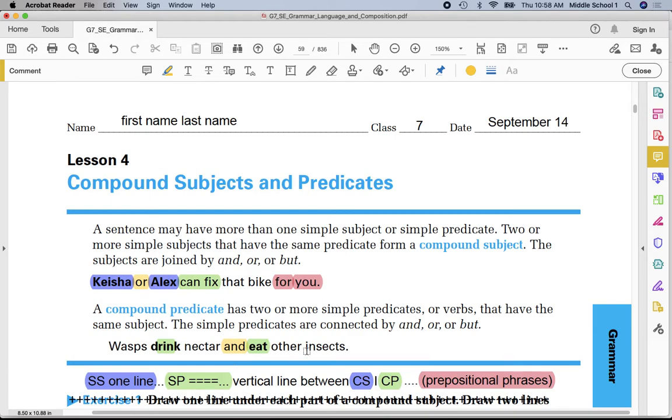You've already completed your assignment. Tomorrow, we will pick up and continue to talk about compound subjects and compound predicates. There is no additional work for today. Have a great Monday.